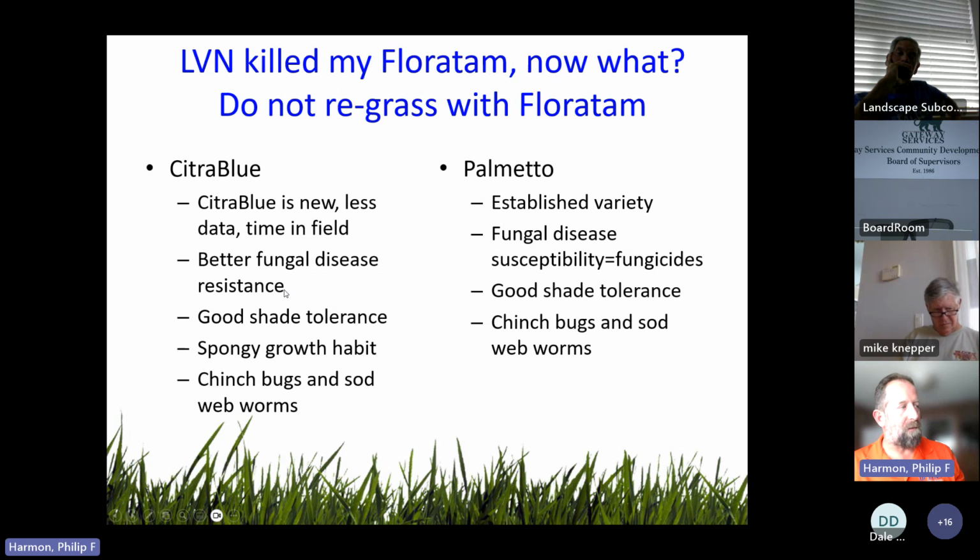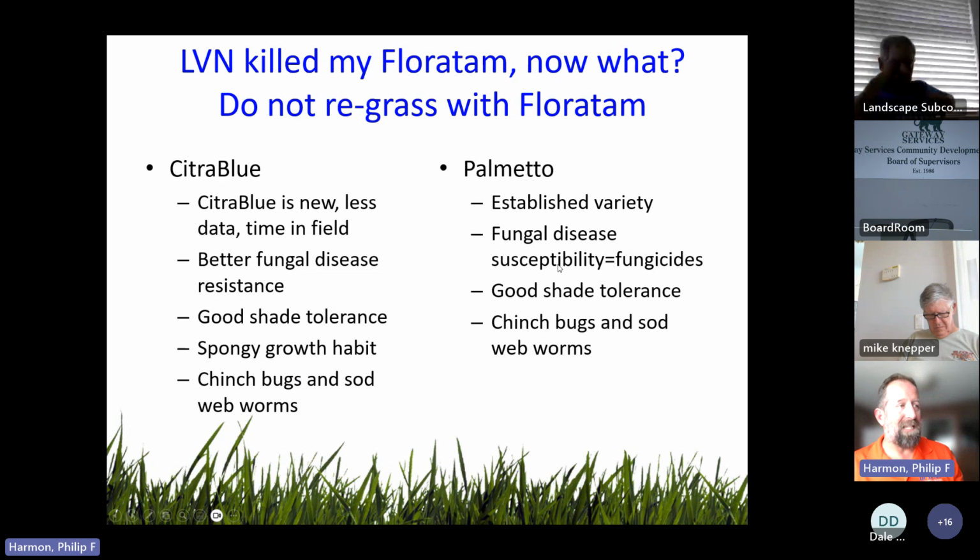It has much better fungal disease resistance than Palmetto or even Floratam. It has good shade tolerance. It does tend in full sun under high nitrogen to have a spongy growth habit. So it can get spongy. That's one of the complaints that we've seen. It does get chinch bugs, just like Floratam and Palmetto, and it does get sod webworms. So it's certainly not a silver bullet cure. It is a solution. It is a grass variety that is new, has some promising and good qualities. Palmetto is an established variety. Sod Solutions manages the marketing of that. It's a company that's been around a long time.